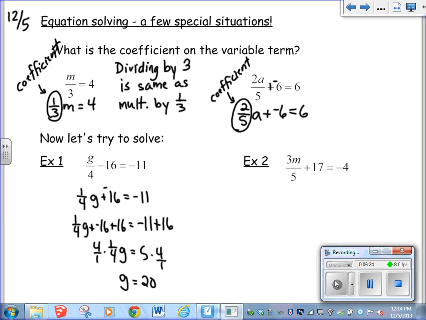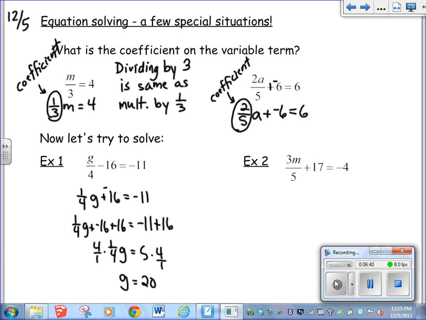Now, oftentimes at that stage when it's 1/4 g equals 5, kids want to do another approach too. Some of you might want to use the unitary approach. Well, 1/4 of g is 5, so 4/4 is 20, right? That's that situation where you can use either approach.